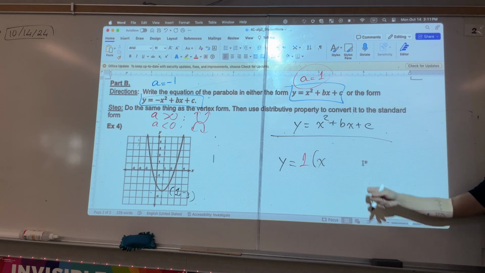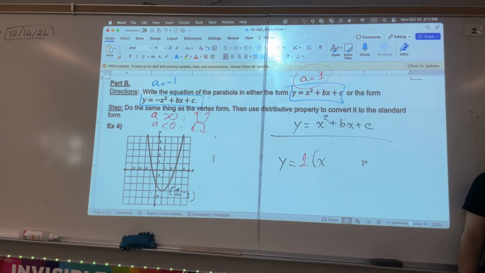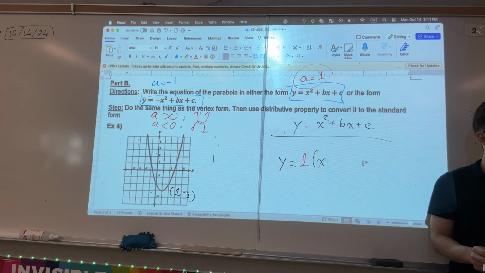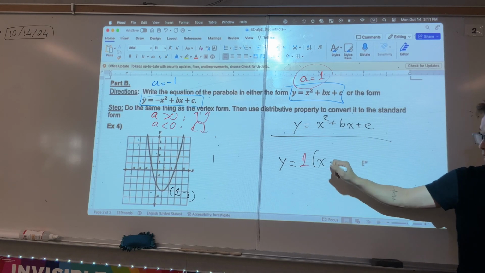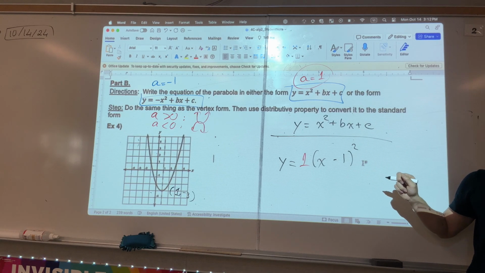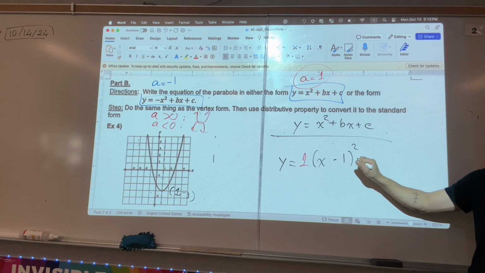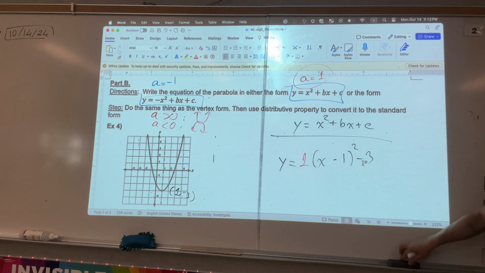X what? You have a vertex. The vertex is h and k, right? The formula is x minus... who can help me say? Dylan? X minus 1 and then squared, what else? What next? That means minus 3, right? Plus negative 3 means minus 3. Okay? I give Dylan 1 point.